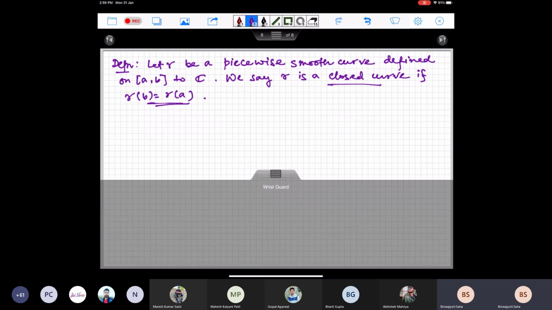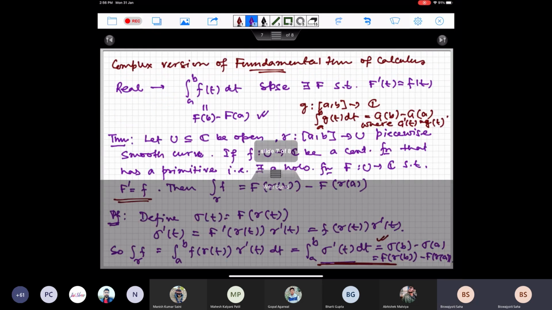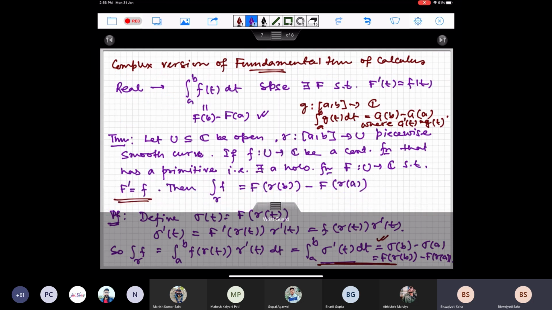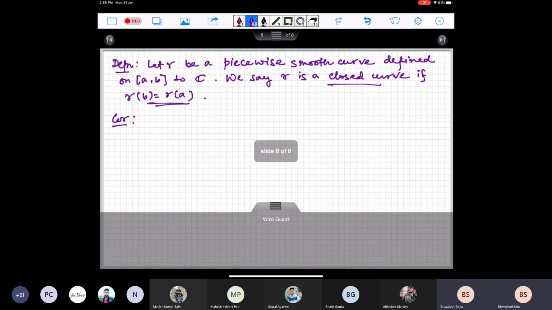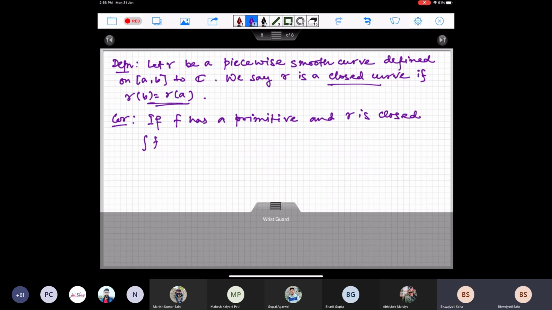Okay, so once I have this, then as a corollary of our statement about the fundamental theorem of calculus, what I get is that if f has a primitive and gamma is closed, what do I get? Tell me, what is the integral of f over gamma? Zero. So this is equal to 0.